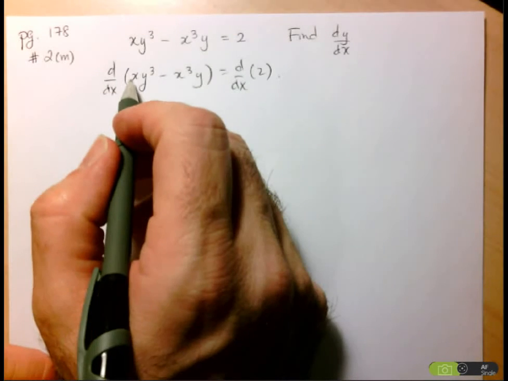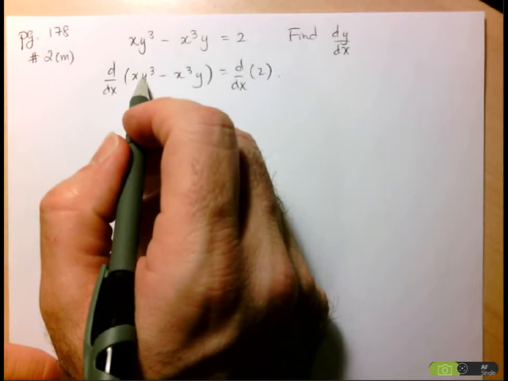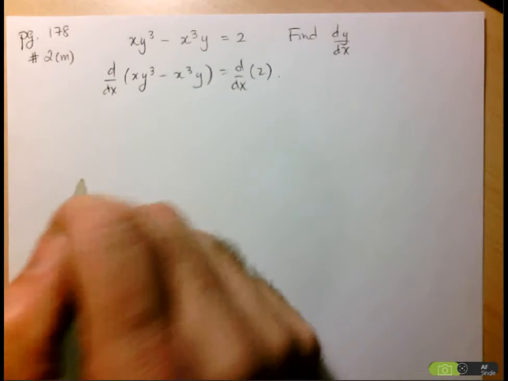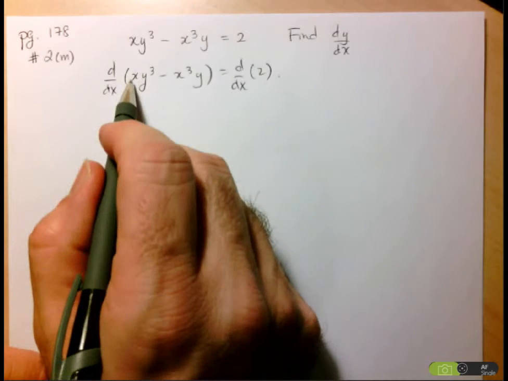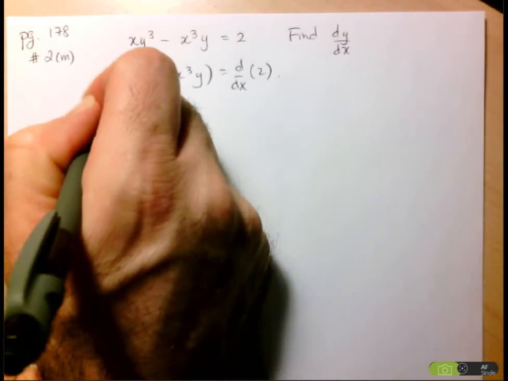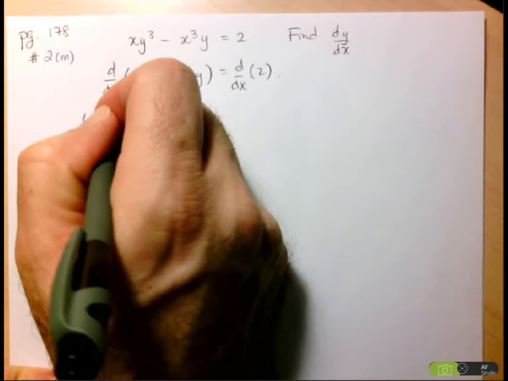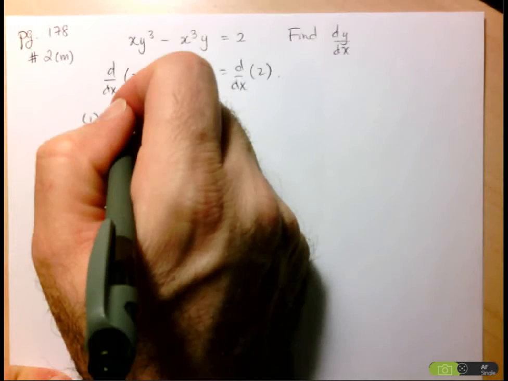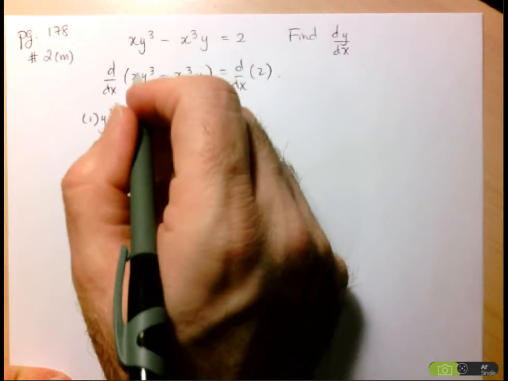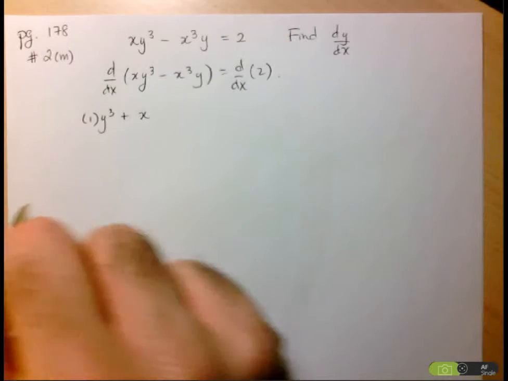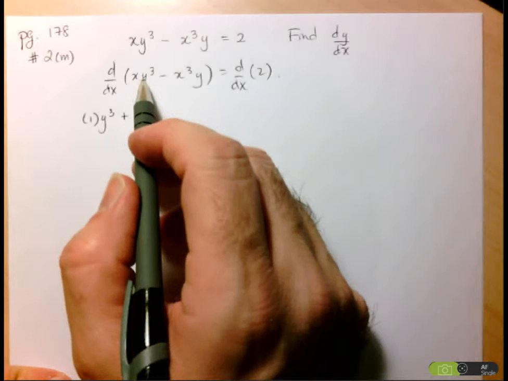So I see that I've got the product of x and y cubed, so I'm going to have to use the product rule. Okay, so first thing I'm going to do is use the product rule on this one here. So derivative of the first function, which is just 1, times the second function, y cubed, plus the first function, x, times the derivative of the second, which is y cubed. So this is where now I have to use the chain rule.